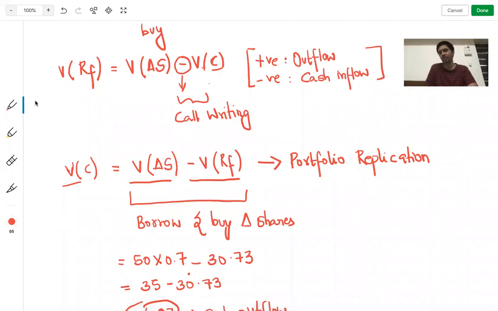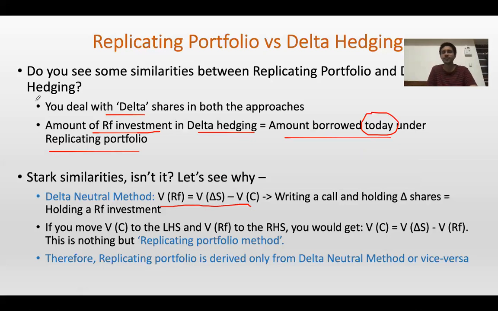I hope it is improved. God knows, I will try working on it. Okay, and after that we will continue with the risk neutral method.